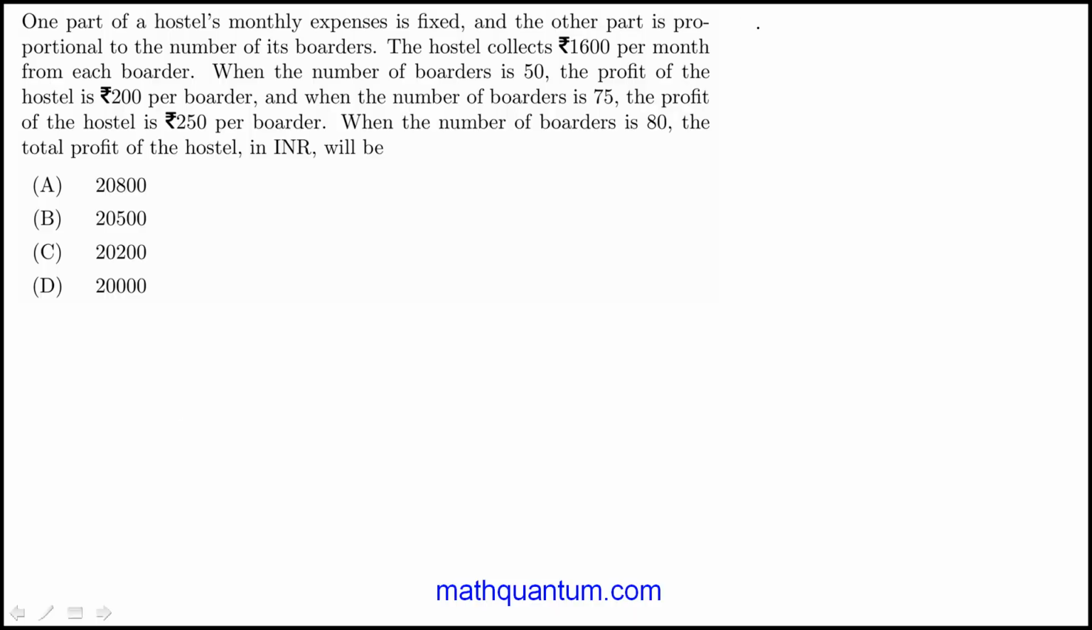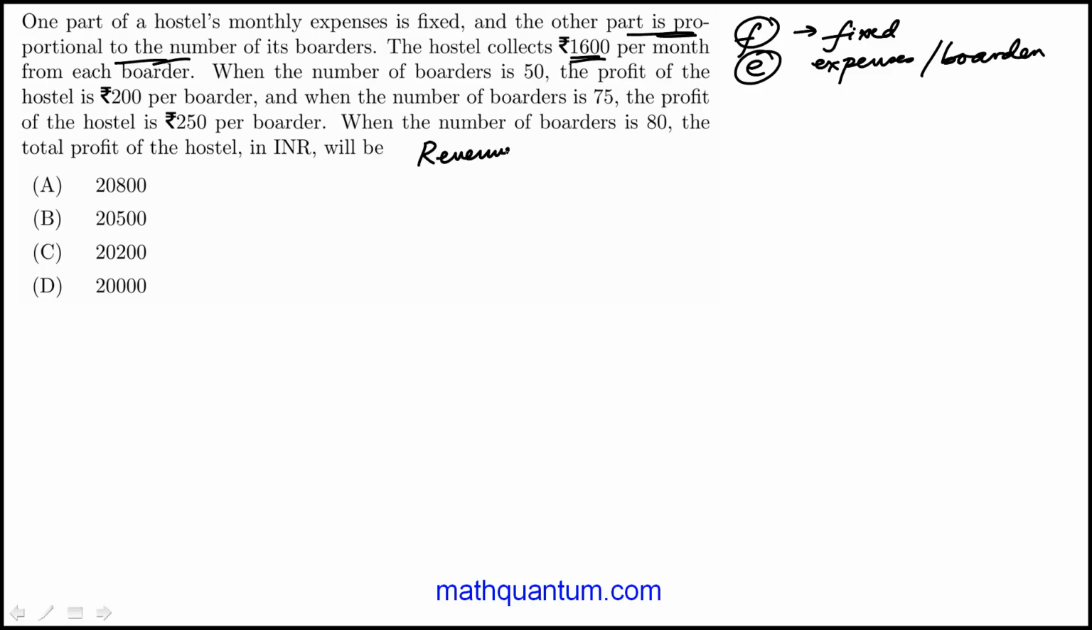So here I'll use the letter F to represent the monthly fixed expenses, and then E to represent the expenses per border, because that's the variable part, referring to this piece here. And the hostel collects $1,600 per month from each border. So that means that revenue is 1,600 times the number of borders. So we have these two conditions here.